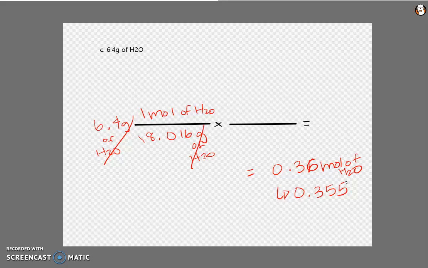Okay, so this is just how you convert from grams to moles. And yeah, that's basically it for this one.